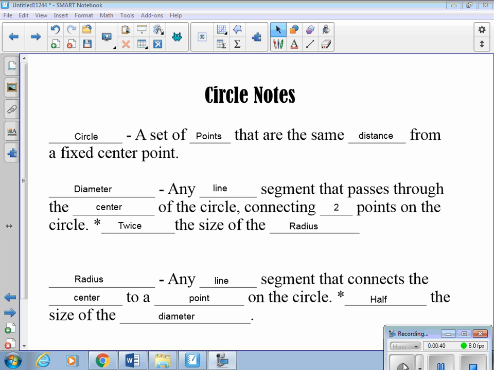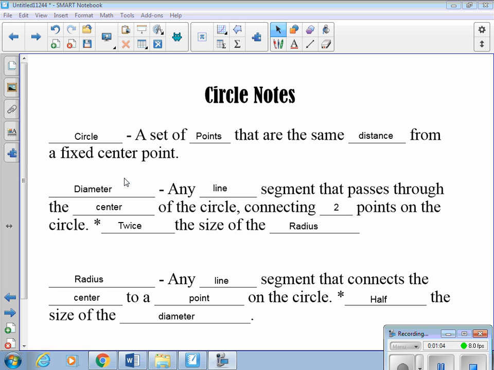So first you're going to follow along and fill in your notes as I go along. I have already filled them in, so you just need to fill in your blanks. A circle is our first definition, and a circle is a set of points that are the same distance from a fixed center point.